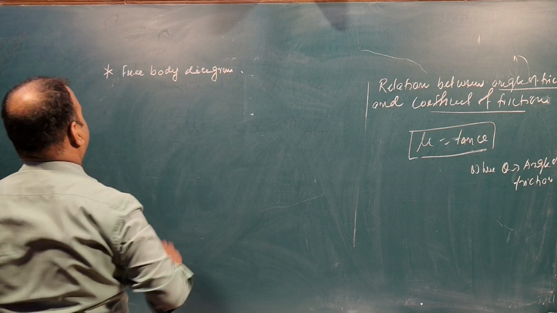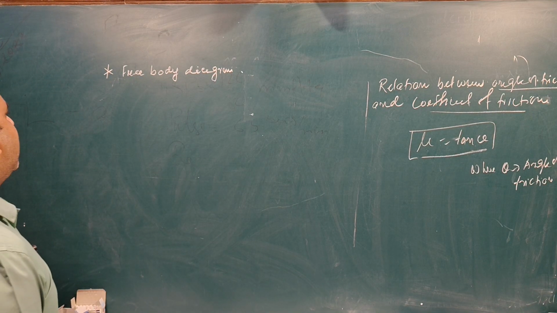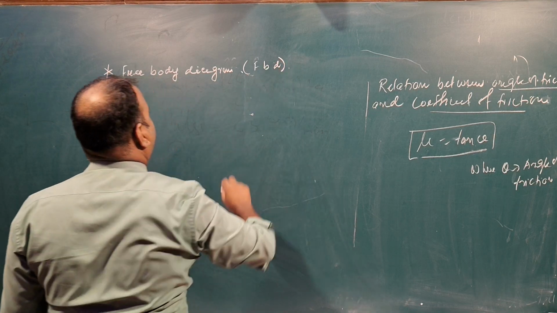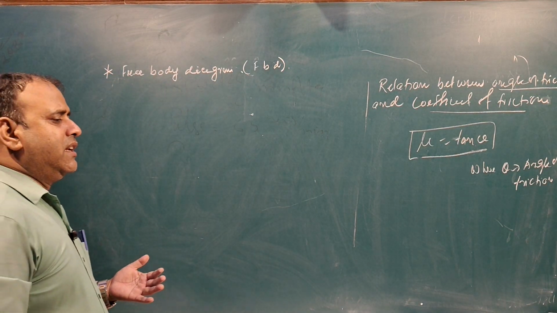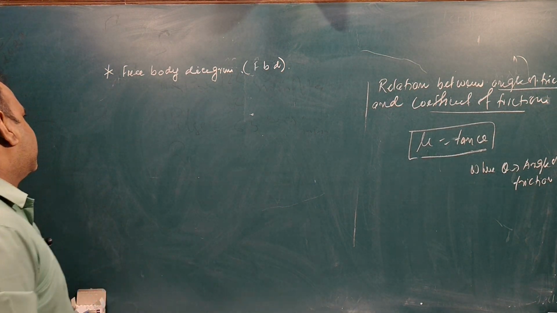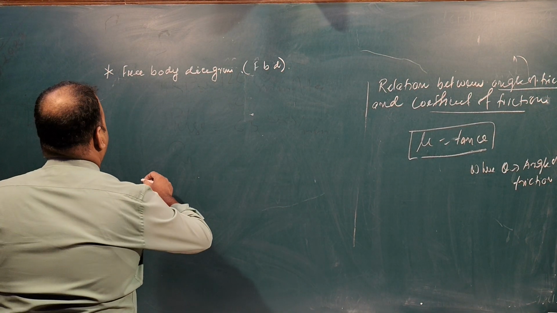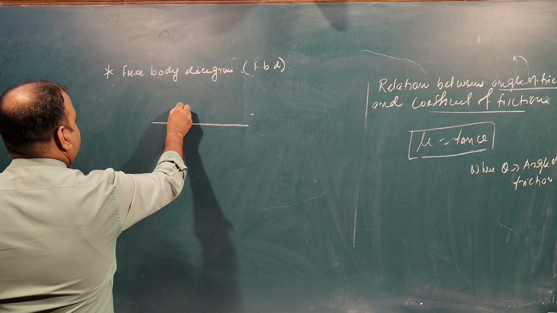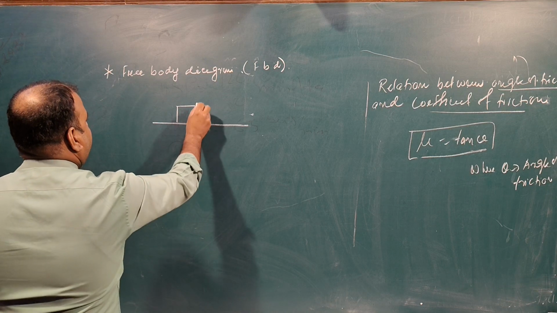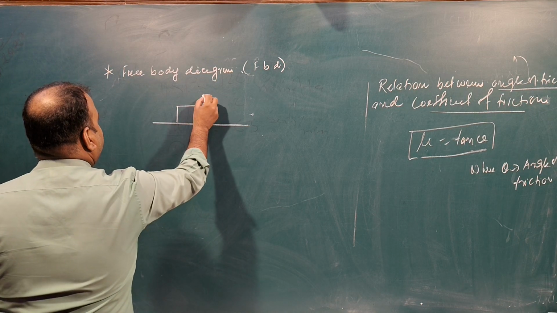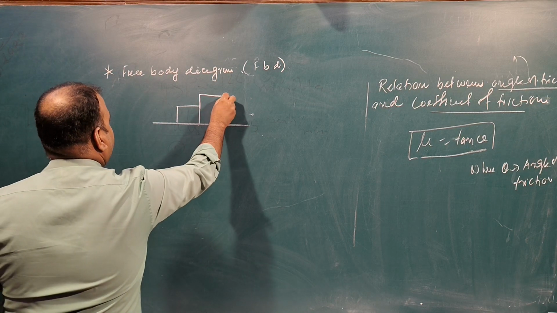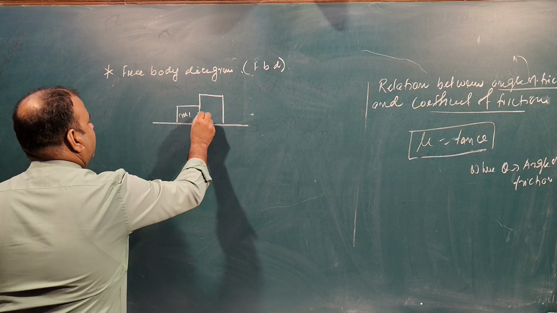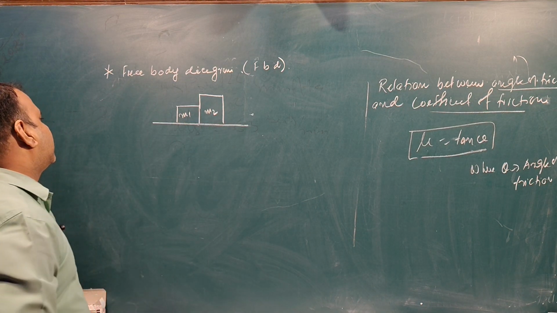Free body diagram, FBD. So how can we draw the diagram in free form? For example, you can see this one example. One object is here. If we consider two objects here like this, here M1 and here M2, two objects are here.